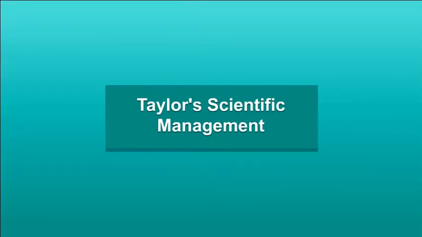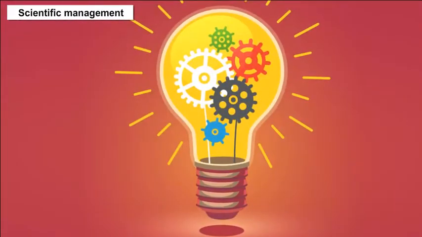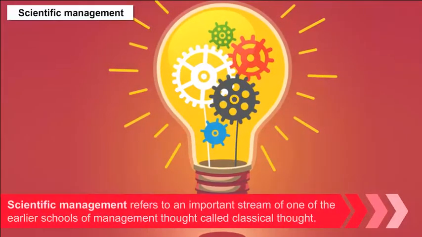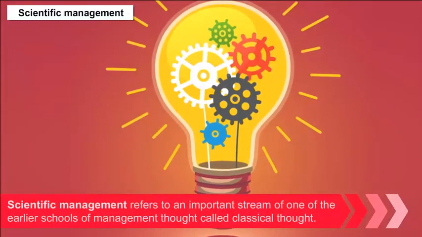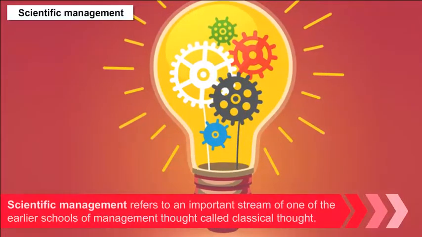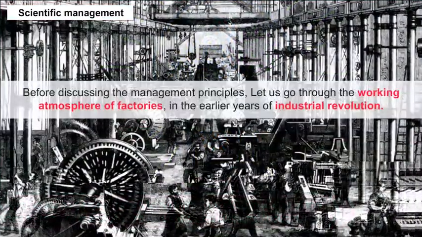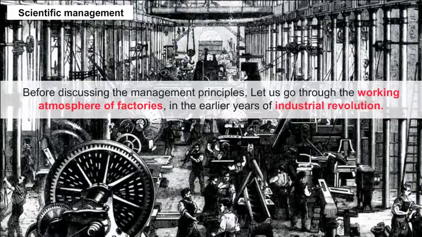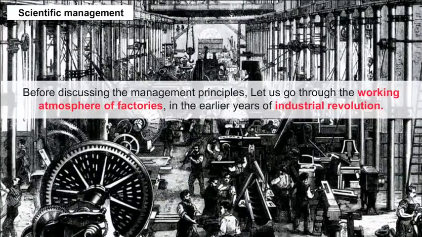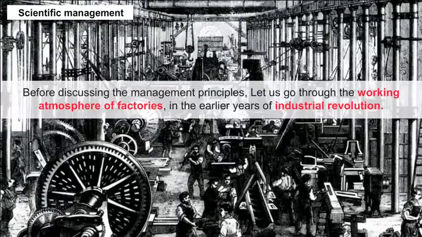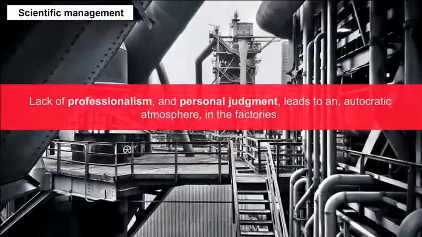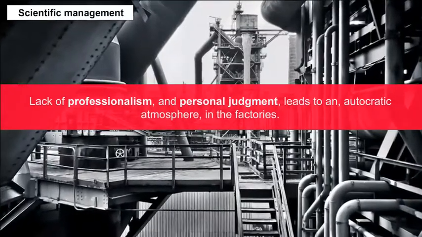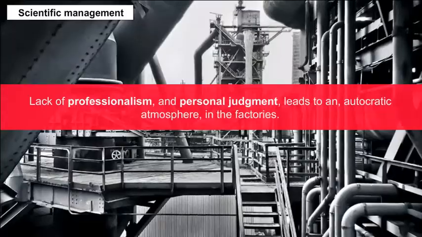Taylor's scientific management. Scientific management refers to an important stream of one of the earlier schools of management thought, called classical thought. Before discussing the management principles, let us go through the working atmosphere of factories in the earlier years of the Industrial Revolution. Lack of professionalism and personal judgment led to an autocratic atmosphere in the factories.